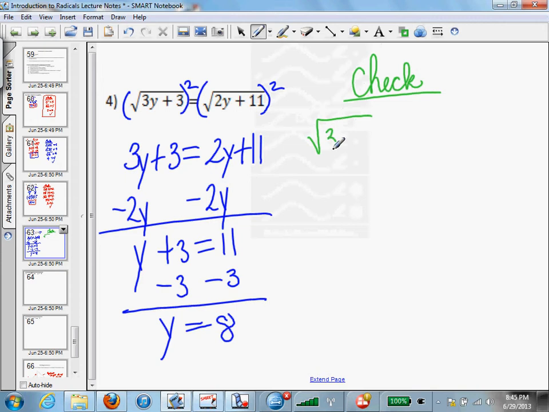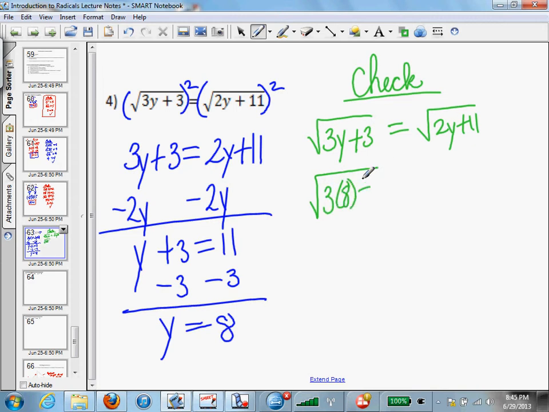Okay, so let's rewrite our original equation: the square root of 3y plus 3 is equal to the square root of 2y plus 11. Now let's replace the variables with 8, because that's what we got as a solution. So we have 3 times 8 plus 3, all under the radical, equals the square root of 2 times 8 plus 11. Now let's simplify. 3 times 8 plus 3 is 27. So we have 27 in the radical.